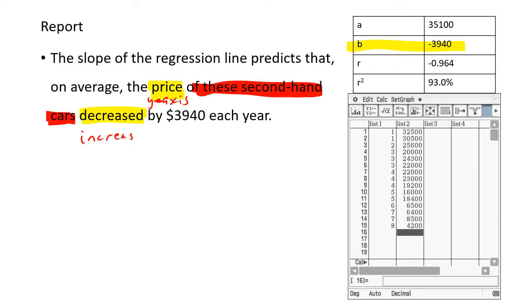So you've got to choose between decreased and increased. And don't get stuck on it, don't do a double negative. This value is just the b value. Can you see we've got 3940. So decrease is the negative, increase is the positive, and 3940 is the value. You don't even have to say that bit about each year, but you could if you wanted to. Each year, that's just what the x-axis is about.